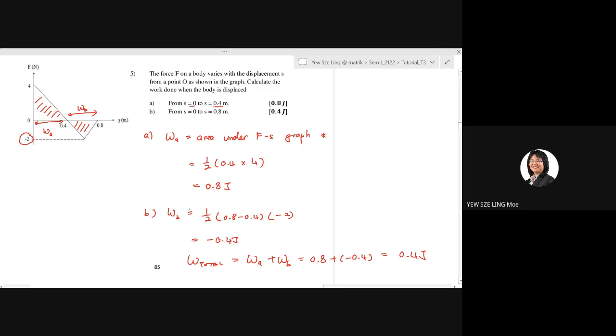Okay, so if you are done, I give you 1 minute to write it down. If you are done, you can try the following question. Question 6 is exactly the same as this question, just that now the shape, they change it from triangle to trapezium. So 1 minute for you to write it down. Make sure you know how to do it, and remember to include the negative sign. Negative sign is very important.